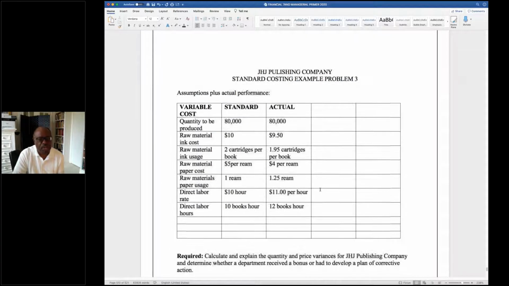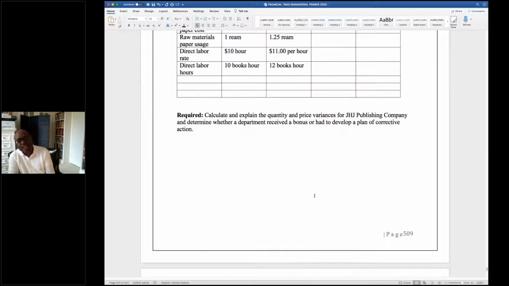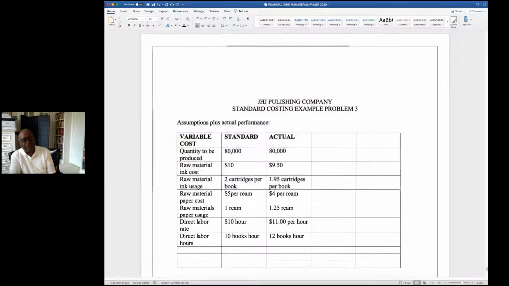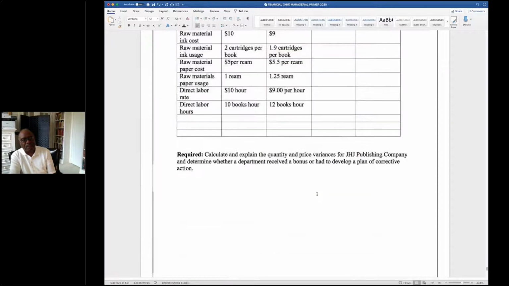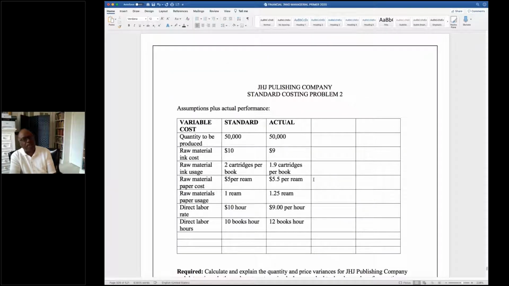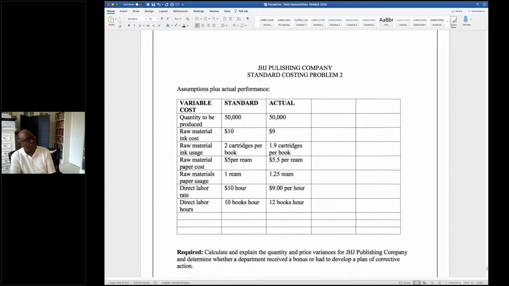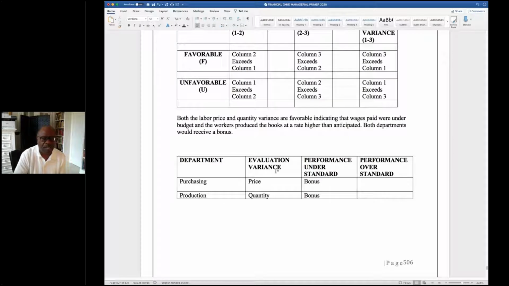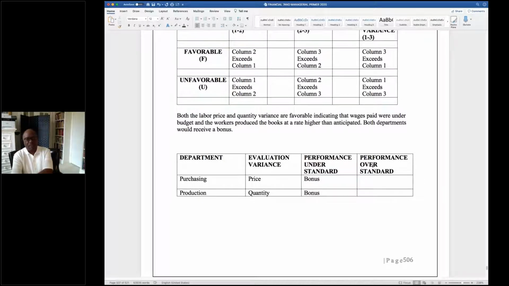But when you do this, you're going to find that it's not that hard, okay? So all we have to do is just redo it based off of the numbers that are in actuality. Yep, standard, actual. That's all you got to do, and you got the template. Now all you determine is whether somebody gets a bonus or corrective action. That's all you do.